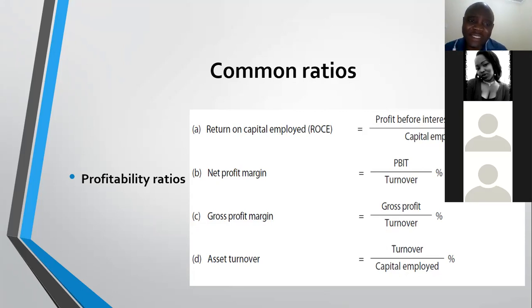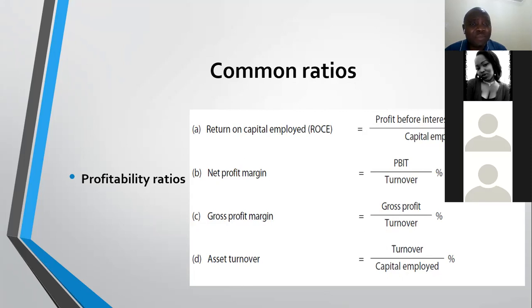Never miss the gross profit margin. Why shouldn't you miss the gross profit margin? The reason is simple. This gross profit margin represents the core activities of the business, because that is where cost of sales is. Cost of sales, guys, is a direct cost. You can reduce the other costs that come after cost of sales. But cost of sales is very difficult to reduce because it is a direct cost.